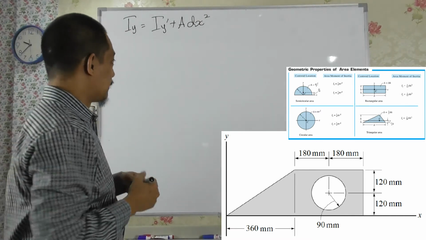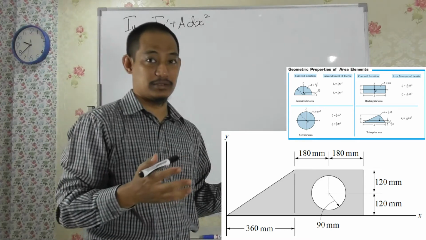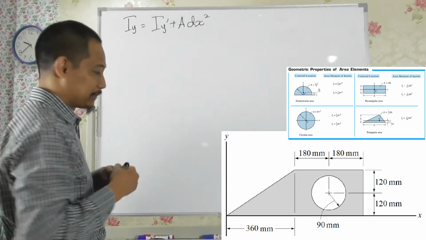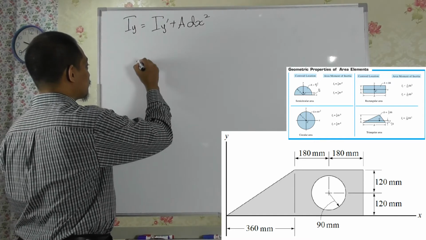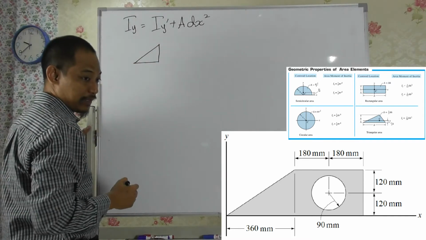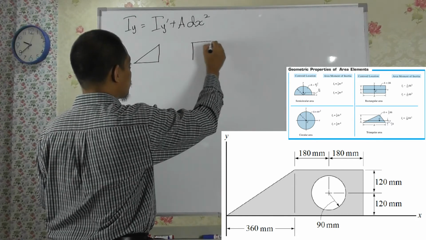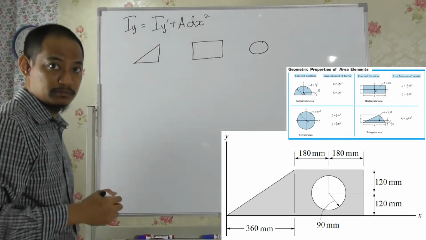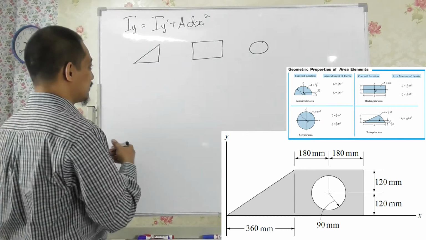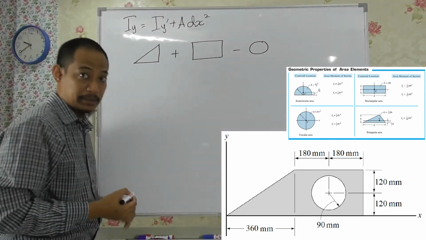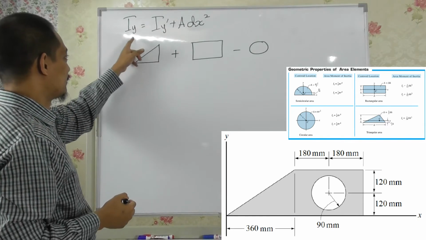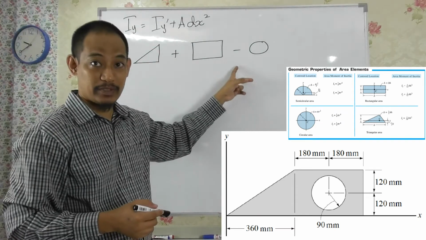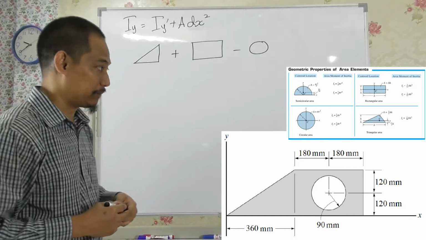Right? So how to divide the area is basically just considering the basic shapes there, right? So basically you have three shapes, right? So we have the triangle, right? And then we have the rectangular, and then we have the circle. Okay, is this enough space? Right, so basically we have this area, right? So basically this plus this minus this, right? Meaning that the moment of inertia Iy is basically Iy for this one plus Iy for this one minus Iy for this one, right? Because this is a hole in the original diagram there, right?